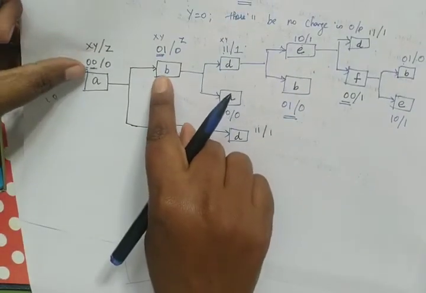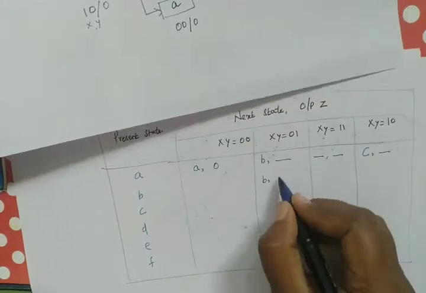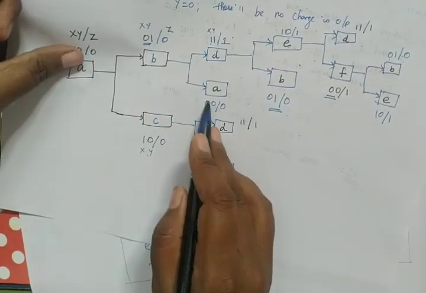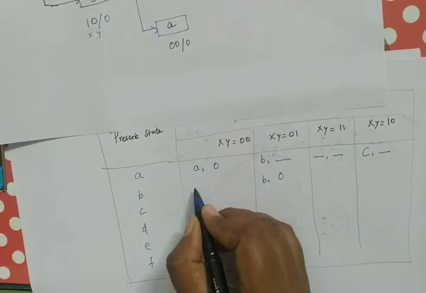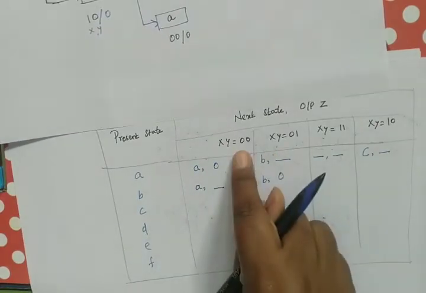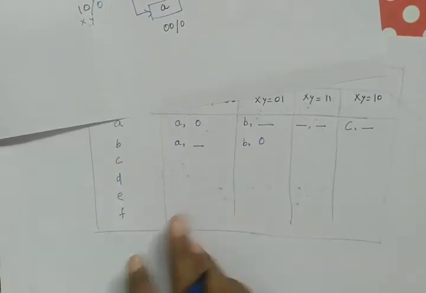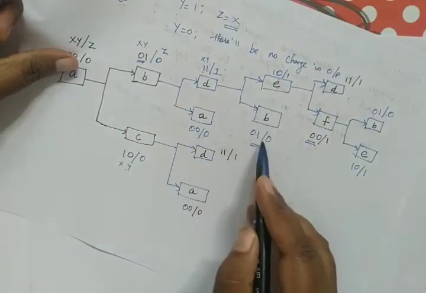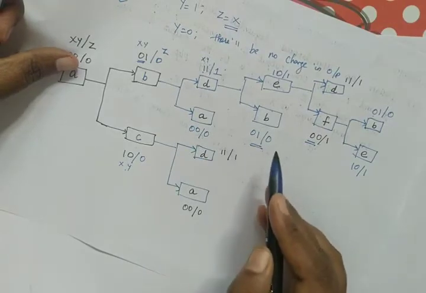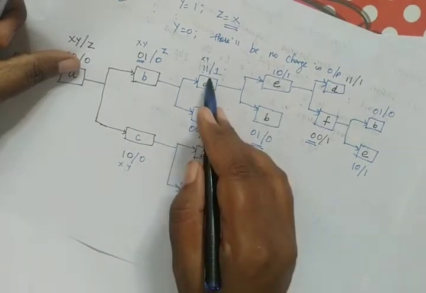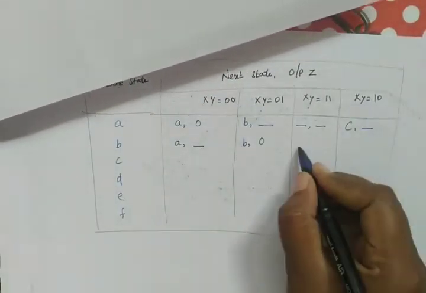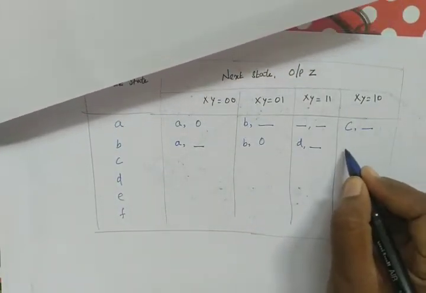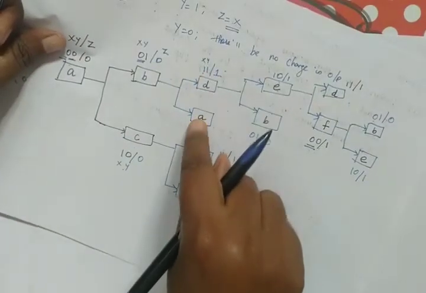Likewise B. B remains in the same state when it is 0 1, and its output is 0. Then B will move to A when it is 0 0. We should not represent any output here because this is another state. Likewise B, it will move to D when it is 1 1. So represent dash dash, because only two states will be possible.